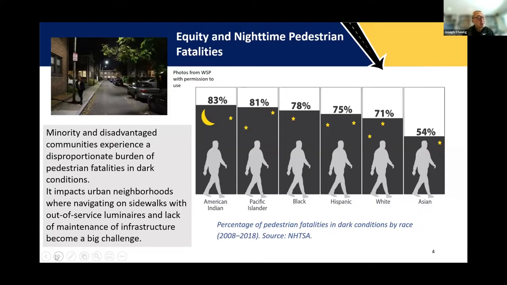This particular figure shows the pedestrian fatalities broken down by race. It shows that minority and disadvantaged communities often experience a disproportionate burden of pedestrian fatalities in nighttime travel in dark conditions. Especially in some underserved neighborhoods where residents rely more on transit to travel to and from work, they have to wait for the bus to come, and even getting on and off, sometimes lighting is not always available, and sometimes even though it may be available, there are outages and the light is not replaced in a timely fashion as well.